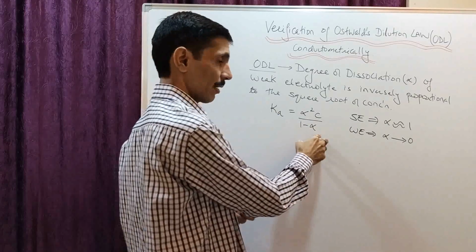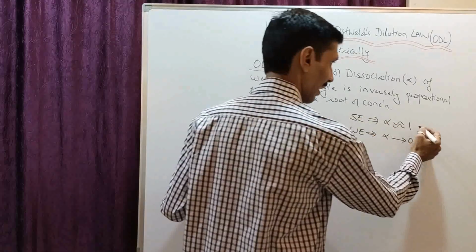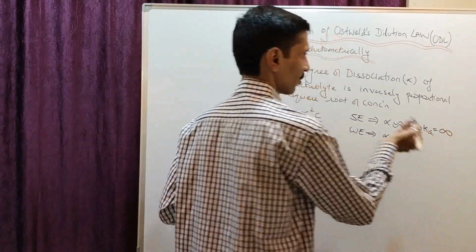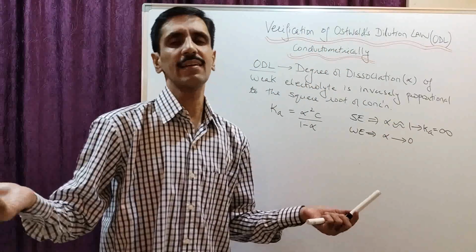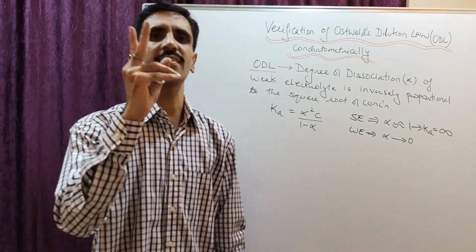1 minus 1 becomes 0. Anything divided by 0 becomes infinity. So for a strong electrolyte, we have Ka value as what? Infinity. That is not possible. We cannot have an infinite dissociation constant of the acid. आई बात समझ में? तो दोस्तों ये दो reasons है.